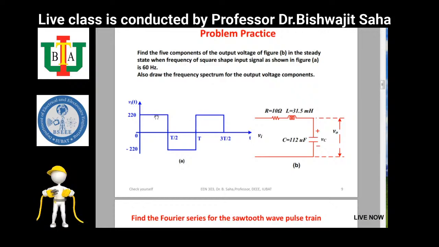Till now we have done square wave DC signal. Here is an AC signal, and the circuit is an RLC circuit. You need to find out the output voltage components of figure B in the steady state, when the frequency of the square wave input signal, as shown in figure A, is 60 Hz. The question also asks you to draw the frequency spectrum for the output voltage components.